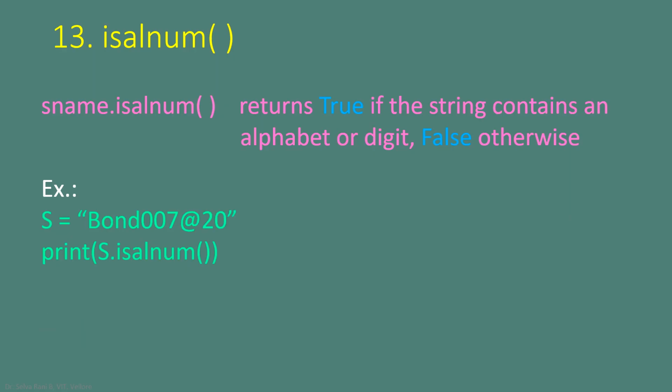In another string, if we have "bond007@" and if we try to print s.isalnum(), this will return false because the given string s contains alphabets, numerals as well as a special character, the at symbol.